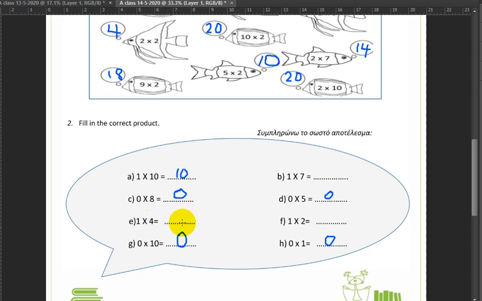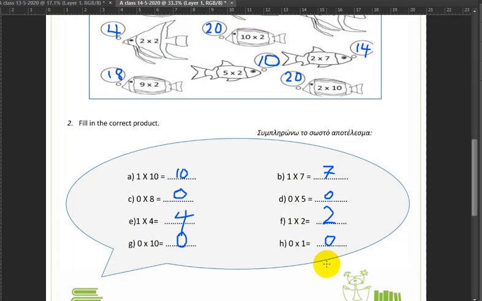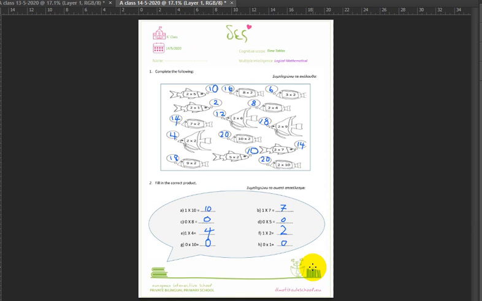So here I'm multiplying 1 with 4. Therefore, the result is 4. Here I'm multiplying 1 with 7, so the result is 7. And here I'm multiplying 1 with 2, so the result is 2. And that's all your exercises. That's all your exercises. Pause the video if you need to check.